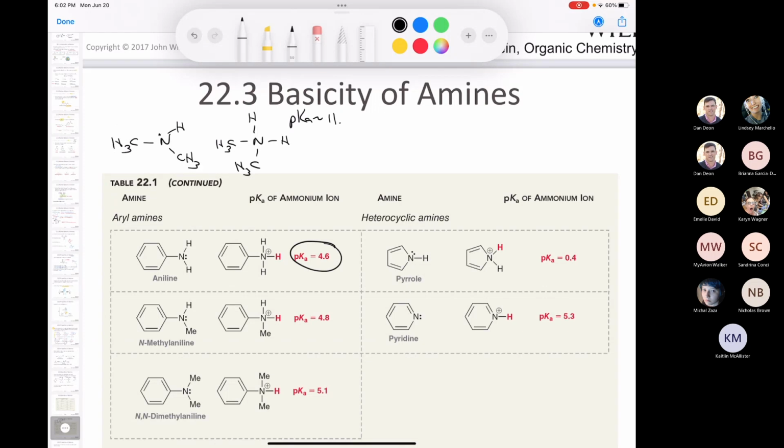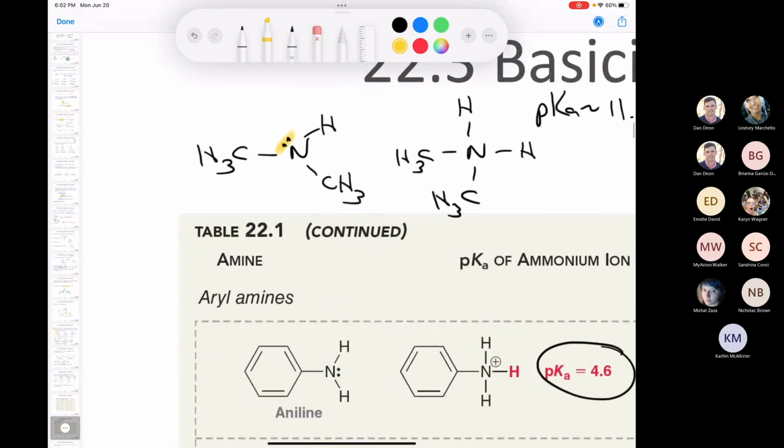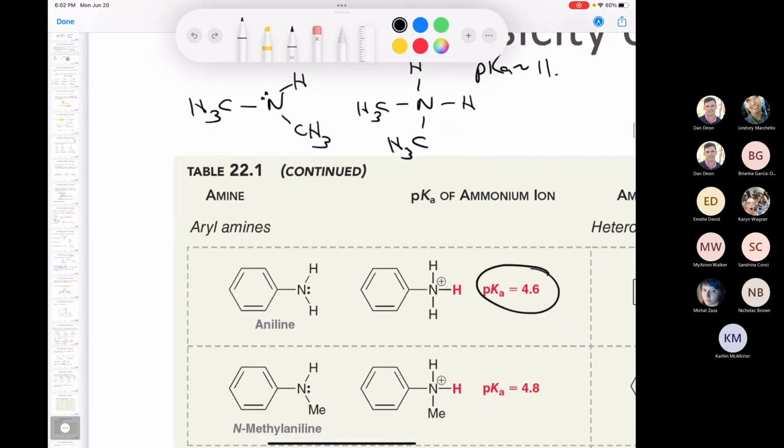Why would this one in the circle be a stronger base than this? Remember that a Lewis base is an electron donor. It's something that can donate a pair of electrons. If you look at the lone pair on dimethylamine, it's just sitting there, localized on the nitrogen, ready to act as a base, ready to donate the pair of electrons. Whereas the pair of electrons on the nitrogen of aniline are available, but not nearly as available. Why? Because you can draw resonance structures that show their delocalization throughout the ring.